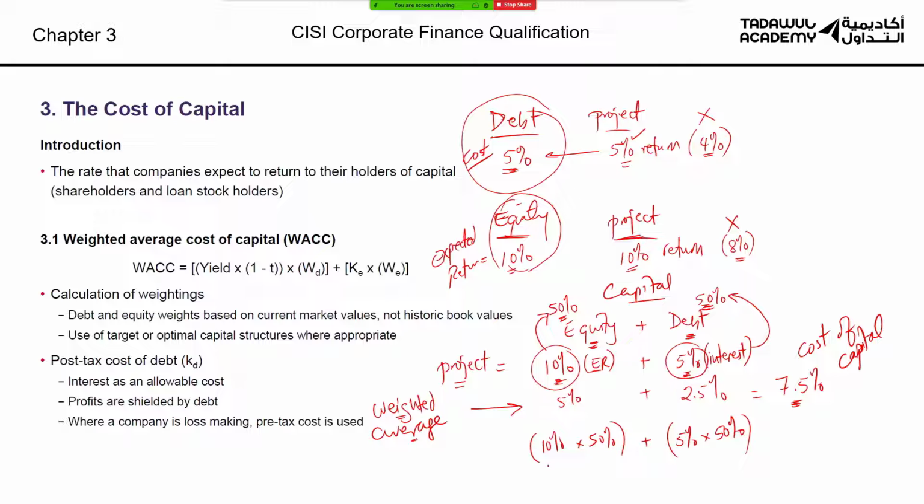So this is written as follows. Cost of equity, cost in finance is signified with the letter K, times the weighting of the equity plus the cost of debt times the weighting of debt. So this gives you your cost of capital, but it gives you your weighted average because you have given the equity and the debt their proper weightings.